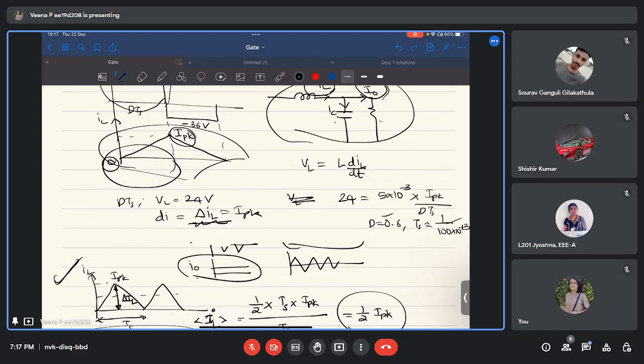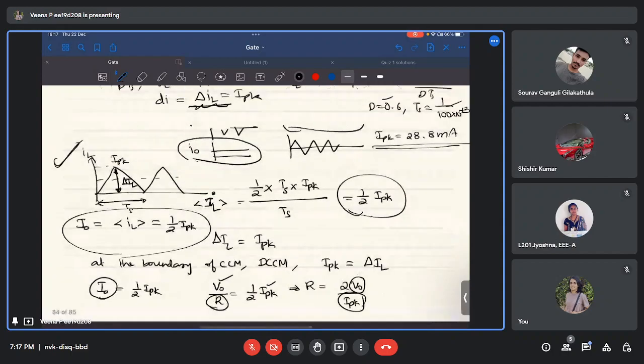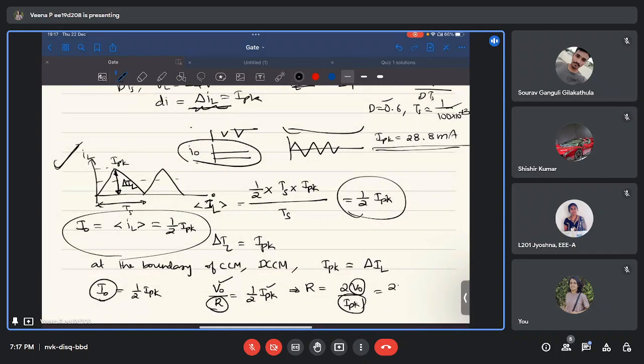So when you substitute these values, you will get I peak as 28.8 milliampere. So now you got I peak. Now what do you have to find? R. So R is 2 times 36 divided by 28.8 milliampere, which is 10 raised to minus 3, which will come out to be 2500 ohms. That is the answer.